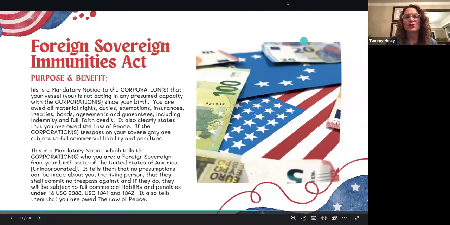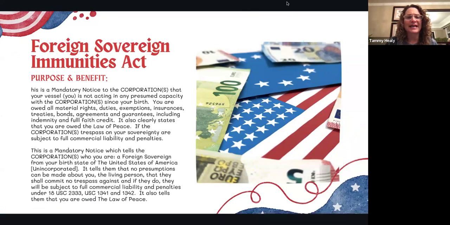All right, moving on to the Foreign Sovereign Immunities Act. The purpose and benefit of this document is a mandatory notice to the corporations that your vessel, which is you, is not acting in any presumed capacity with the corporations since your birth. You are owed all material rights, duties, exemptions, insurances, treaties, bonds, agreements, and guarantees, including indemnity and full faith and credit. It also clearly states that you are owed the law of peace.